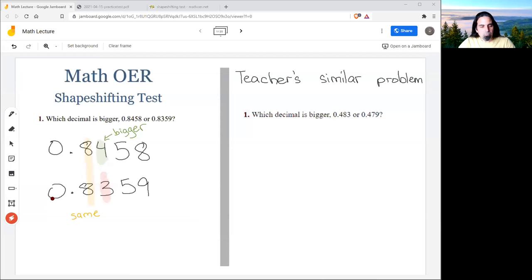Somebody suggested how to do this one. We'd write the two numbers side by side, line up all the place values nicely. We start with the biggest place values. That's the same. The 8s are the same, but then we get a difference. So since the 4 is bigger than the 3, that means that this one is bigger overall.